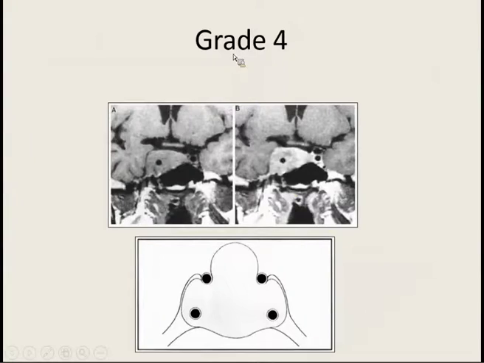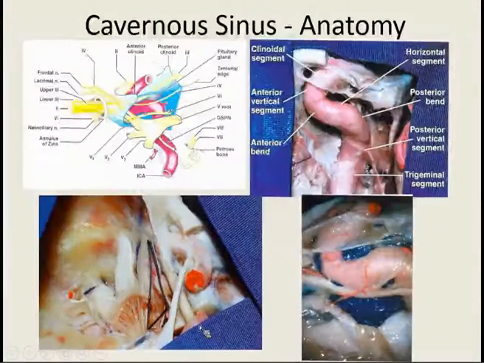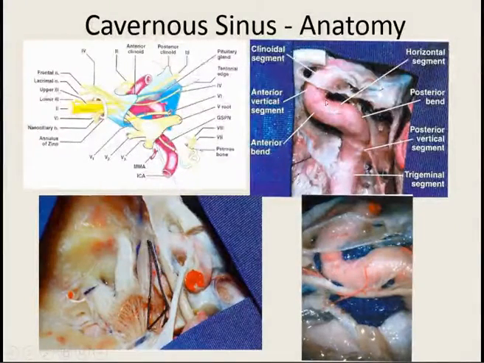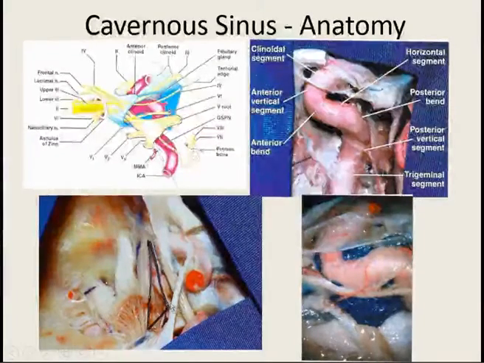Here's a Knosp 4 tumor. Again, why is that? Well, in the cavernous sinus, we alluded before, if you open the cavernous sinus, you have the cavernous carotid artery, and then the various cranial nerves. So 3, 4, 6, and V1 and V2.